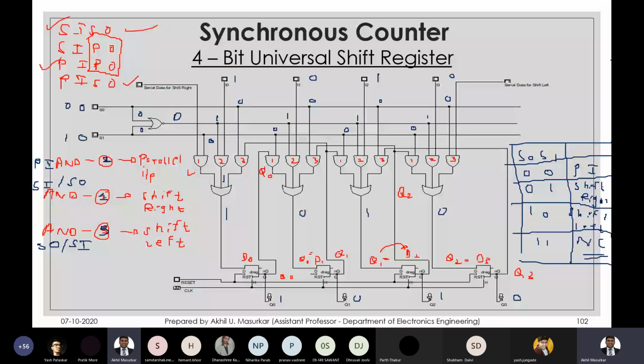So generally in all microprocessor designs, we will always go for a universal shift register. We will not go for just shift left or just shift right or just parallel in parallel out. We will not go for that. We will always go for universal shift register. And the mode of operation you can choose by controlling S0 and S1.